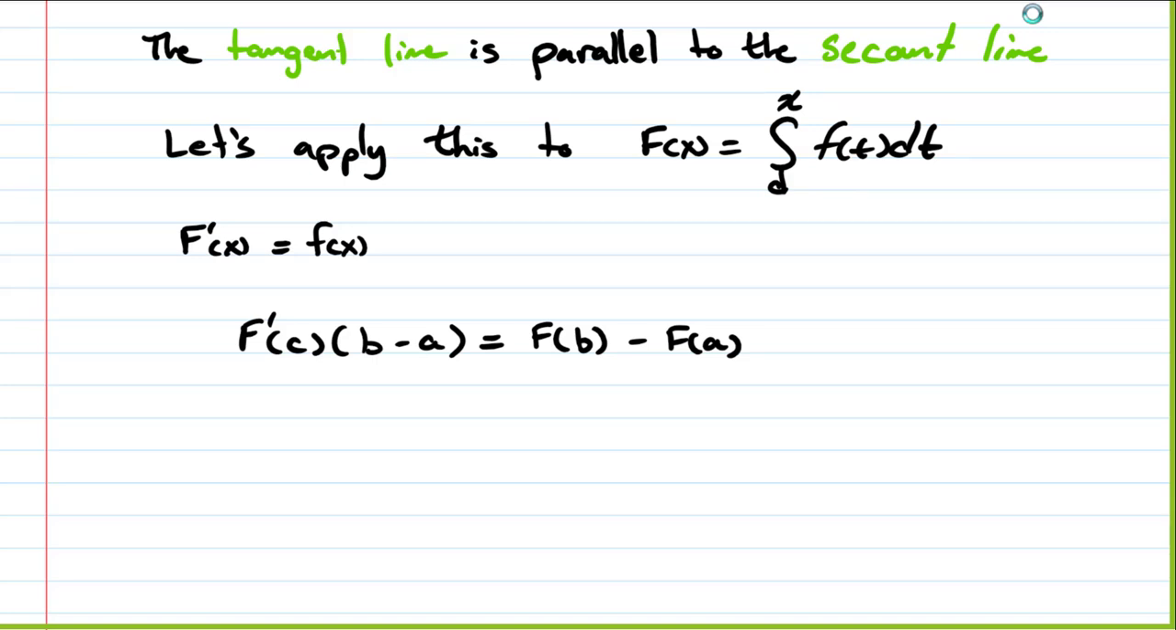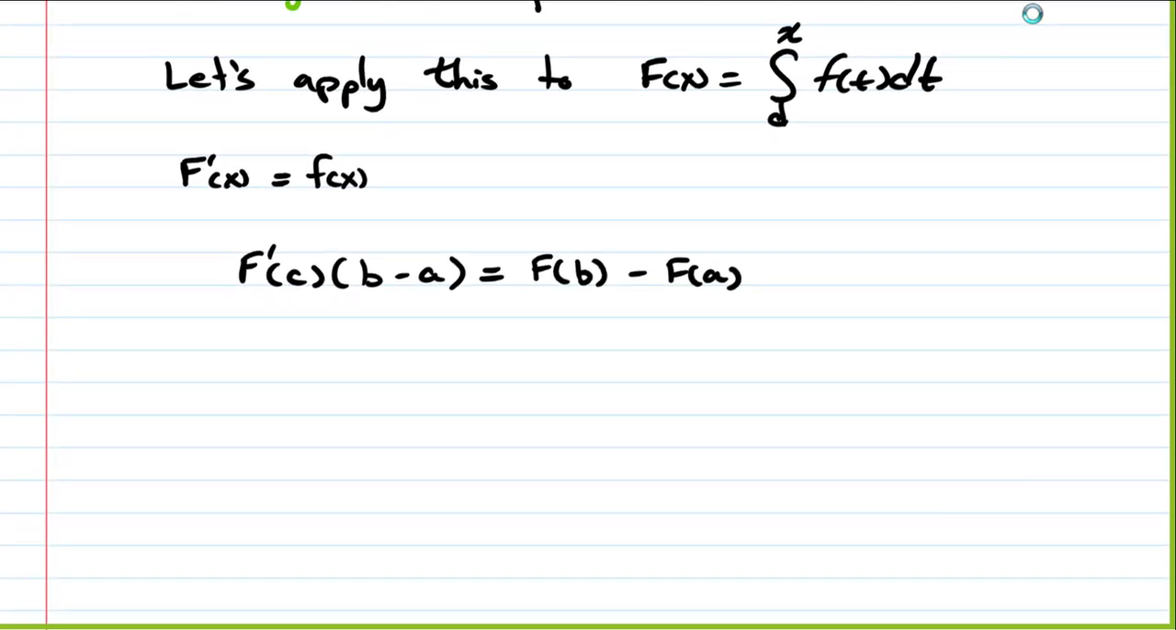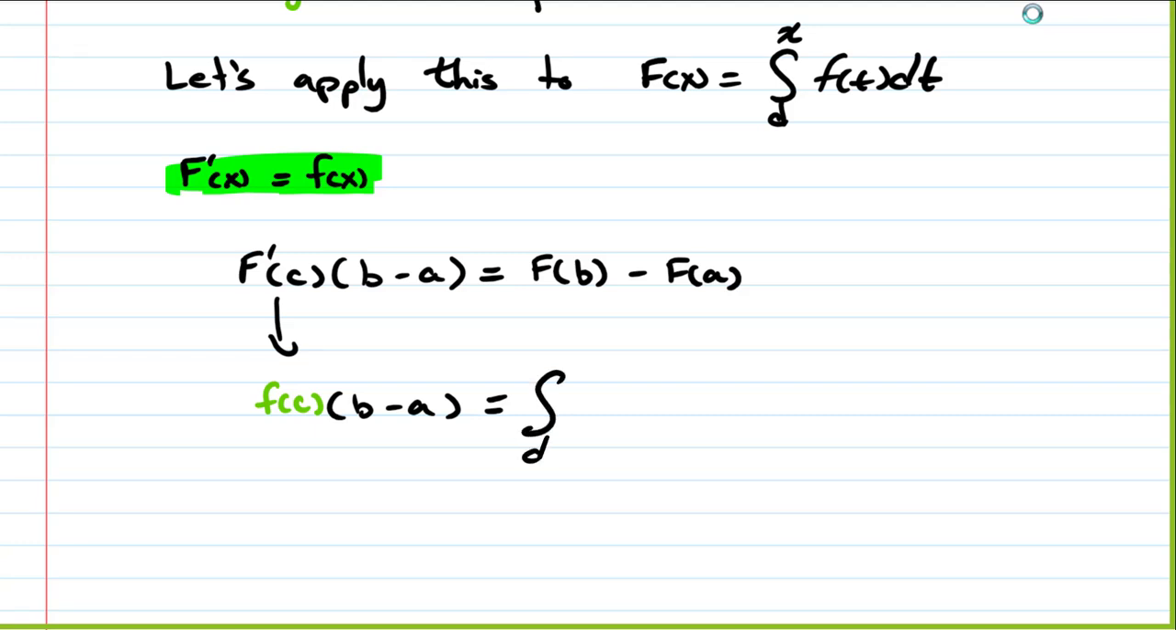So then f prime of c, then according to our derivative, this is going to be from this part right here. F prime of c is going to give us f evaluated at c times b minus a is equal to f of b. Well, that's going to be the integral from d to b of f of t dt minus f of a, which is going to be the integral from d to a of f of t dt.